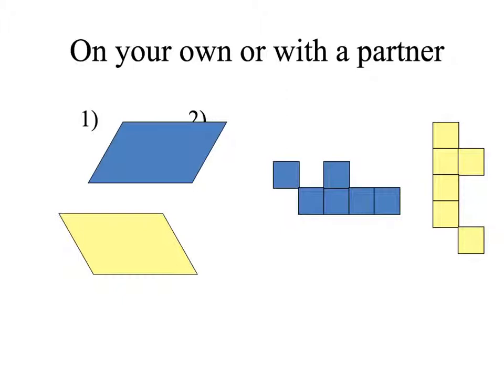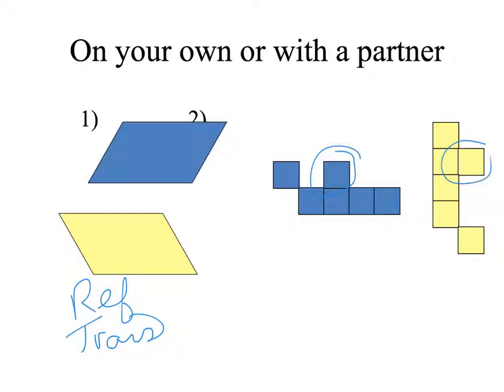Try these two on your own. For the first one, I would reflect and then translate. Second one, not possible again, if you look at that extra piece. These are not congruent, so there's no way that we could be able to get them to match.